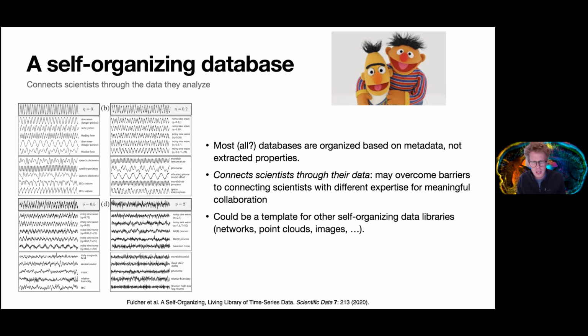So it's just a starting point to find connections between people based on their data and not based on the discipline they work in or the building of the university they're in, these types of things, to overcome those barriers to finding meaningful interdisciplinary connections. The same type of approach could be done for all sorts of data types: networks, point clouds, images, etc. Here we've done it just for univariate time series.